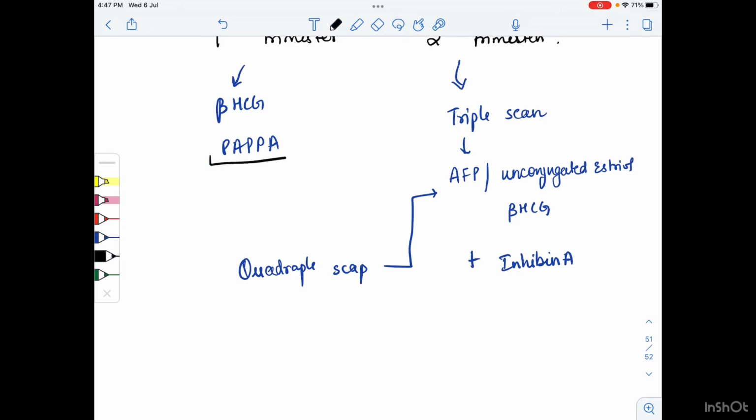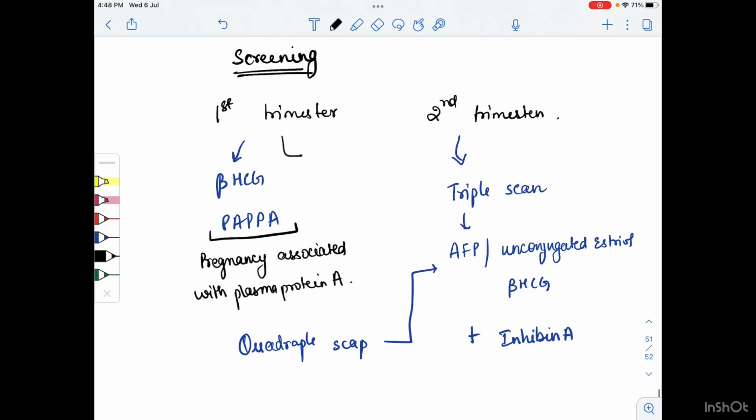Now just remember the full form of PAPP-A. PAPP-A is pregnancy associated plasma protein A, and it is reduced here. So we find it reduced in the first trimester. Now in the first trimester we also see the nuchal thickness, NT, which is more than 3 mm. Please remember, nuchal thickness more than 3 mm is found in the first trimester.